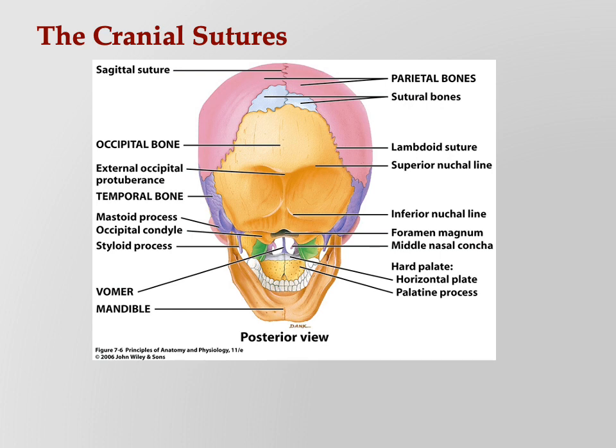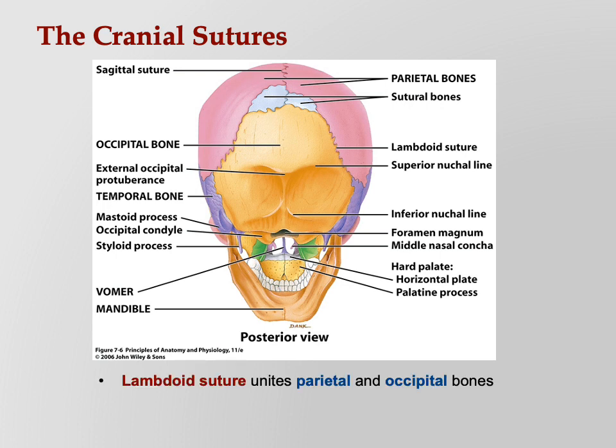Yeah, so the parietal and the occipital count as part of those 206. The sutural bones don't. Everybody's got some sutural bones. Different people have different numbers of them. We don't give them individual names. We just refer to them all as sutural bones, okay?